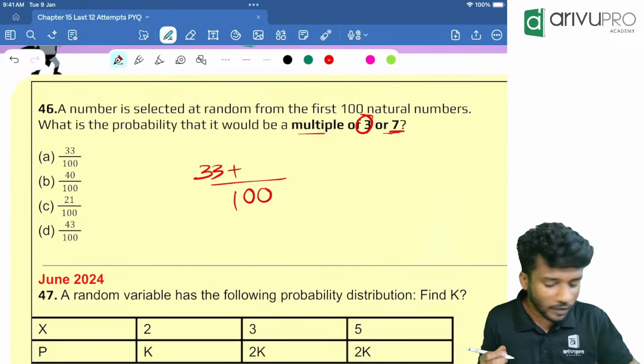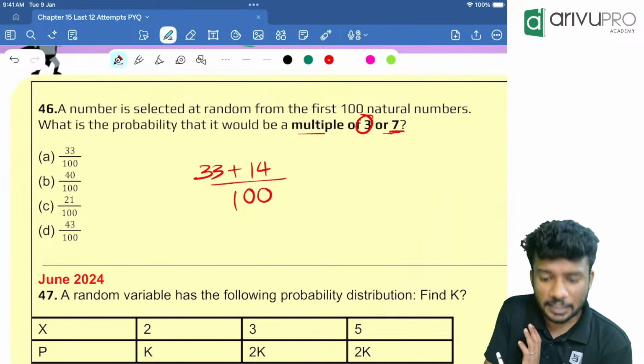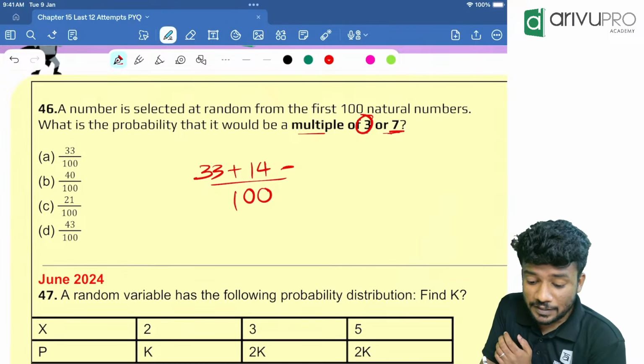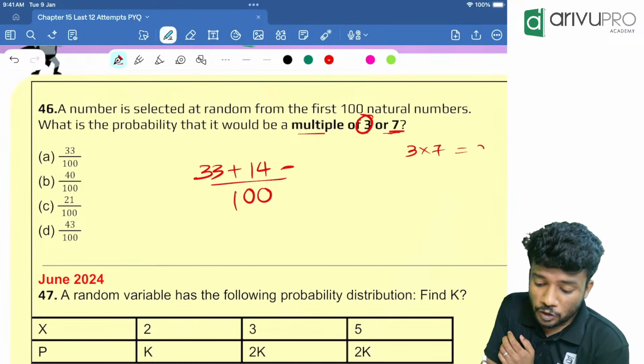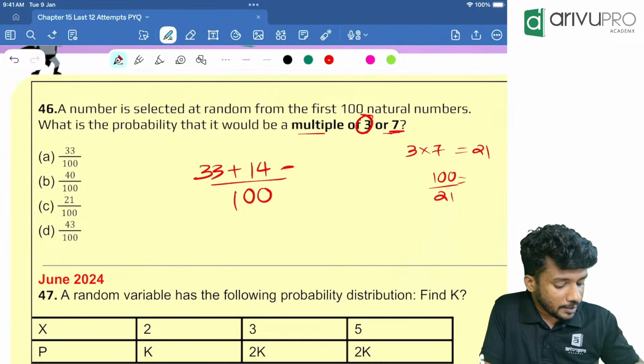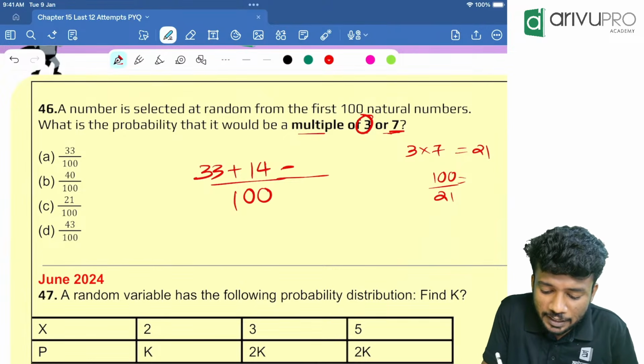100 divided by 7 is 14.28. Ignore the decimal, that means 14. Then minus, some might be divisible by both 3 and 7. So 3 into 7 is how much? 21. So 100 divided by 21. Check in calculator, 100 divided by 21 is 4.76. That means you can write minus 4.